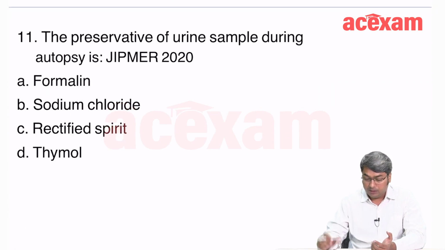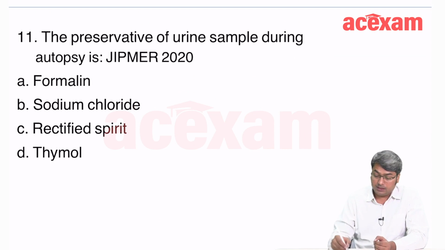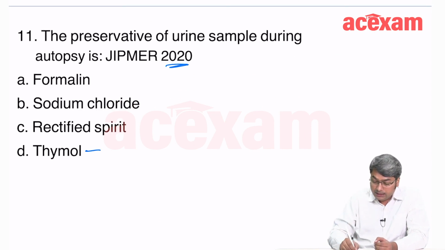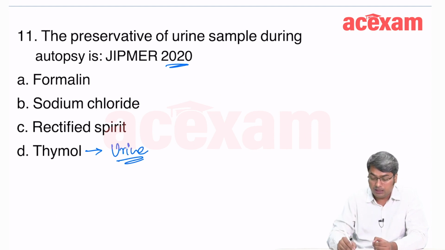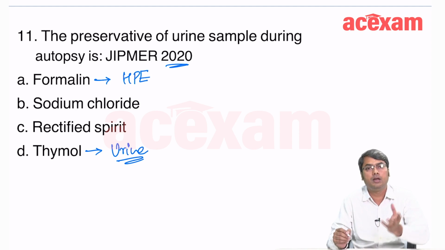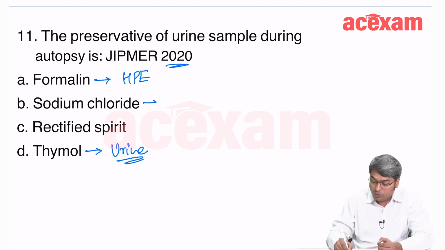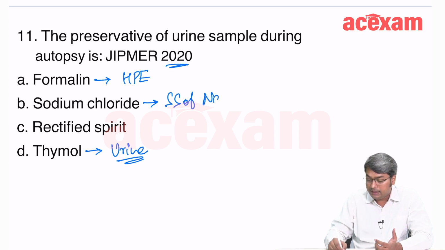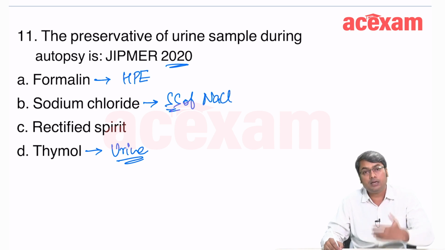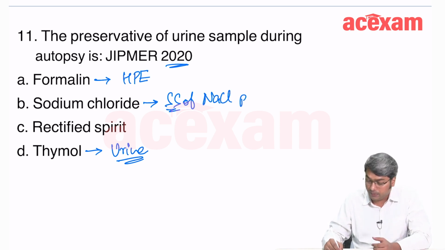Next one. The preservative of urine sample during autopsies, this has been asked in JIPMER in 2020, a very recent question, and the preservative of urine sample is thymol. This is used to preserve urine during autopsy. Formalin is used for preservation of samples for histopathological examination. It is never used for preservation of viscera for poison analysis. A saturated solution of NaCl is commonly used for preservation when sending the viscera for poison detection.